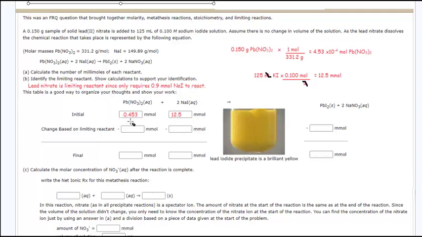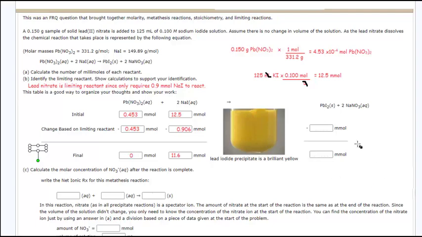Now, as I said, I really like ice tables. They're worth the time. On this limiting reactant problem, you're going to end up having the 0.453 millimoles of the lead completely react, and there won't be any left. Don't forget, in terms of stoichiometry, you'll need twice as much sodium iodide, but you have 12.5, so you're going to have left over 11.6 millimoles of sodium iodide floating around in this solution.